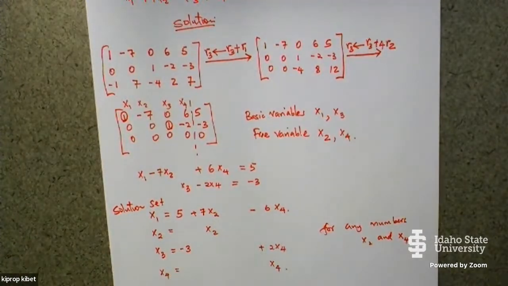So when you're writing that last part of the solution set, and the free variables, are they always going to equal each other when you write them out?